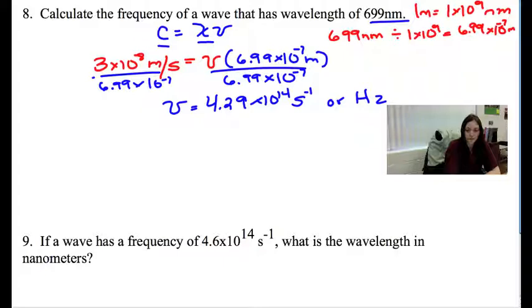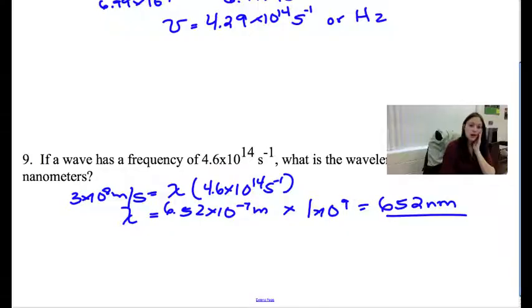Using the same equation, why don't you go ahead and try the next one. You're just going to be solving for wavelength in this one instead of frequency. And you should get 652 nanometers.